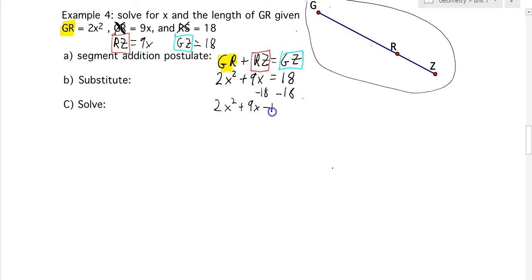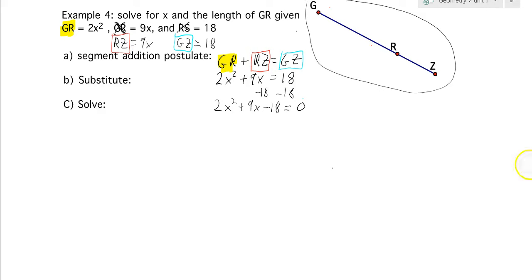The more we think in terms of what property are we using, what postulate, theorem, definition are we using, the easier geometry gets. So I don't just subtract 18 from both sides. I subtract 18 from both sides and think I'm using the subtraction property of equality.